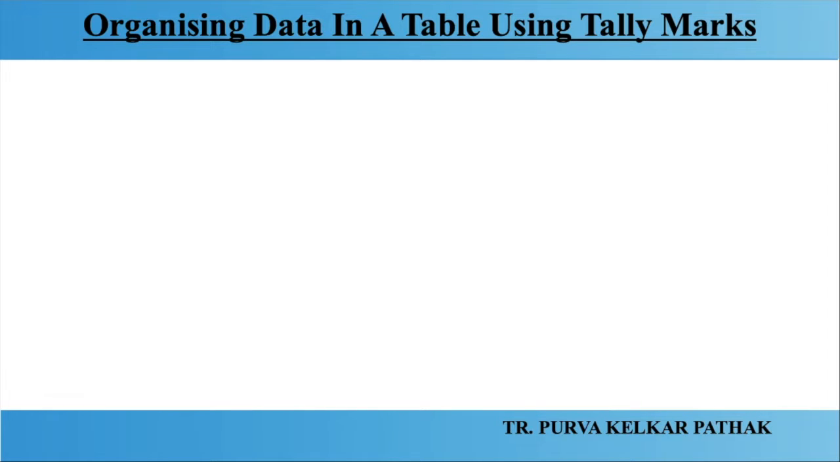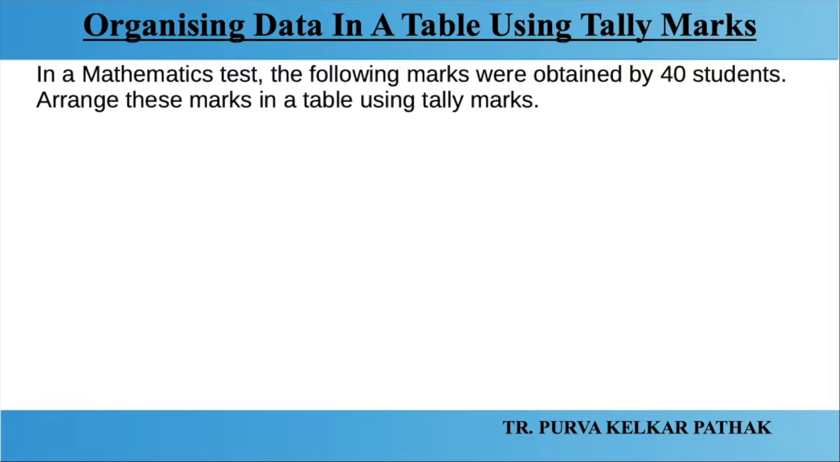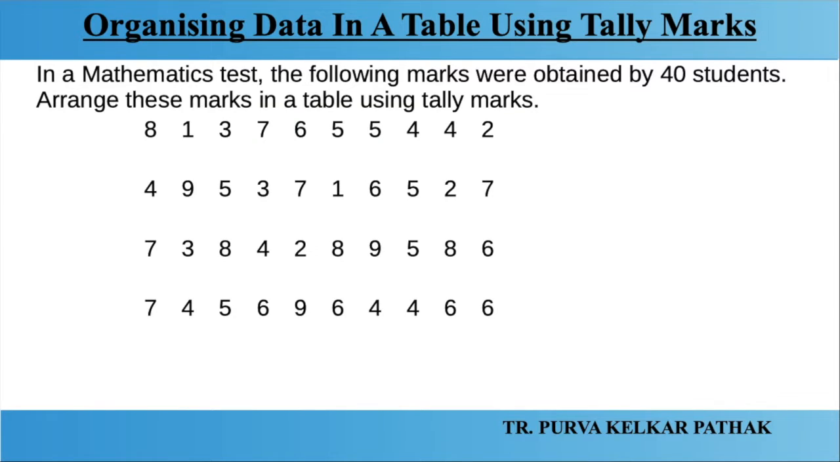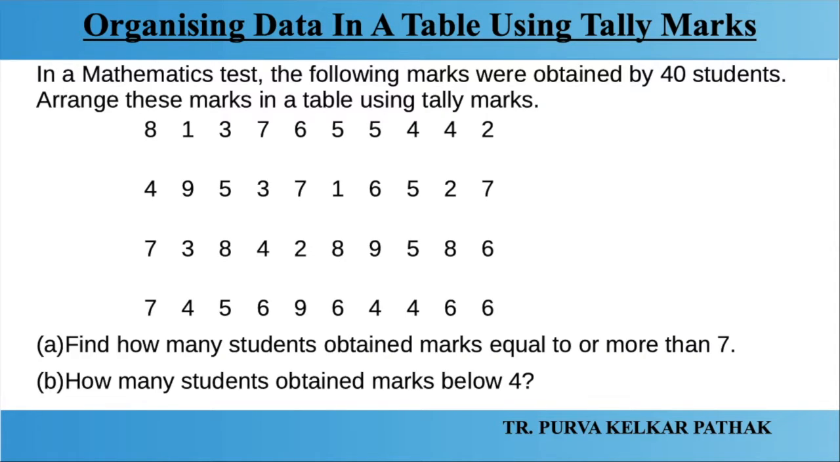Let us go through the data that is given to us. In a mathematics test, the following marks were obtained by 40 students. Arrange these marks in a table using tally marks. These are the marks obtained by 40 students in a mathematics test. Find how many students obtained marks equal to or more than 7. How many students obtained marks below 4?